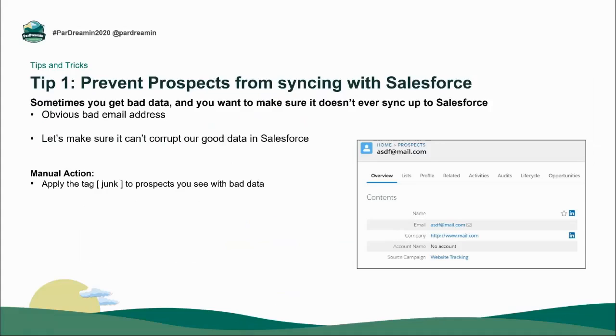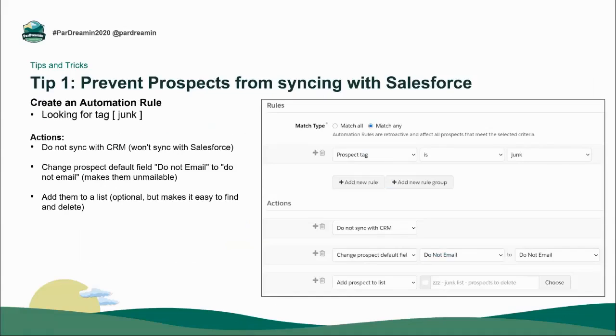So let's say that I am paging through my Pardot account, or I did an export, and something caught my eye, and it was an obvious junk ASDF@email.com or some, you know, BS. And I just manually apply the tag junk to them. You can use whatever tag you want. I just like the word junk. So if I'm flipping through and something catches my eye, I apply the tag junk. Now I go over and I make an automation rule, just simply looking for that tag. So the line item is prospect tag is junk. As soon as you've tagged at least one thing, that junk tag will show up in your options there. So make sure you apply it to at least one thing.